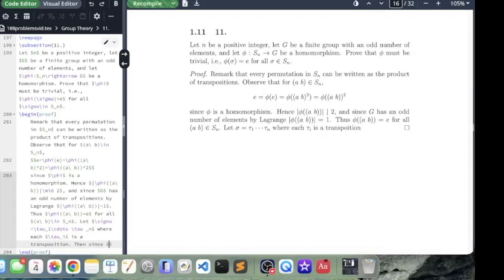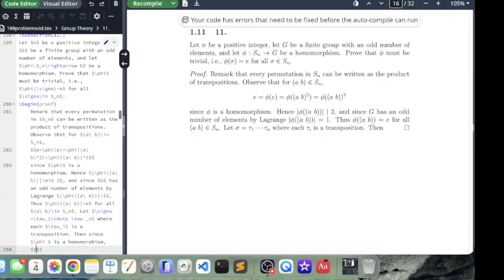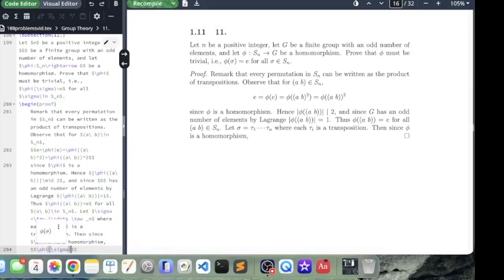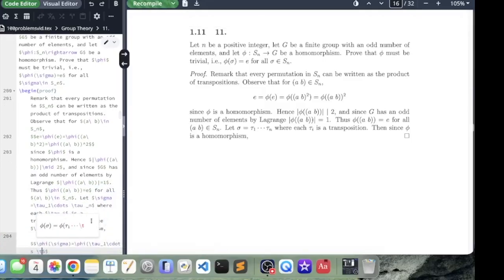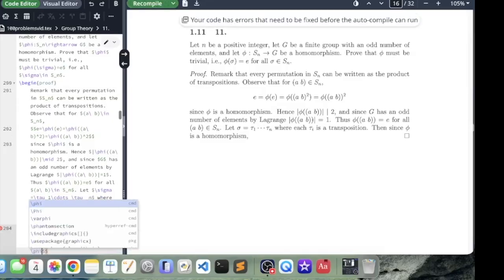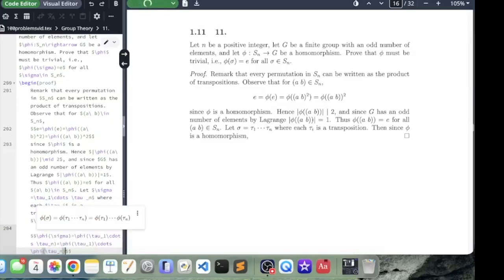Then, since phi is a homomorphism, we have that phi of sigma is equal to phi of tau 1 through tau n, which is equal to phi of tau 1 dots phi of tau n, which is equal to the identity times the identity, which equals the identity.